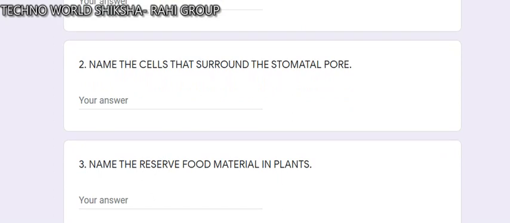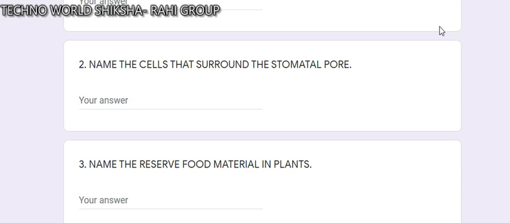Now we are moving to your question number 2, which is: name the cell that surrounds the stomatal pore. Now stomata. What is stomata? So stomata are the pores that are found in the epidermis of leaves, stems and other organs, and mainly stomata deal with gaseous exchange. You know that there is a continuous gaseous exchange in case of plants, the carbon dioxide and the oxygen.